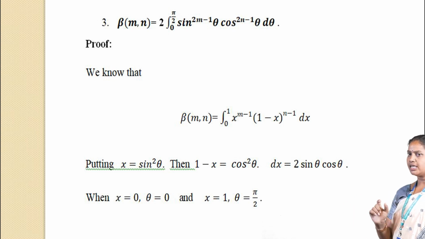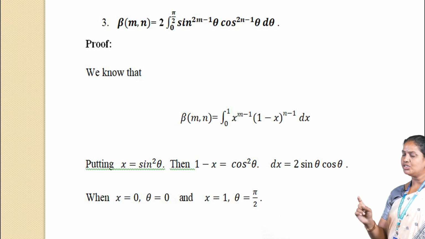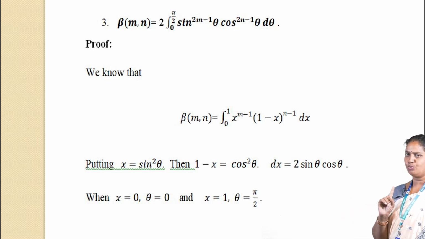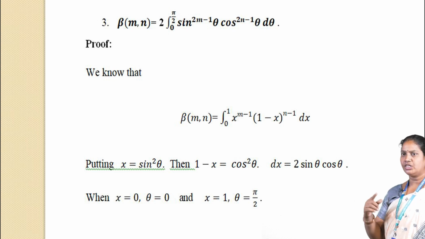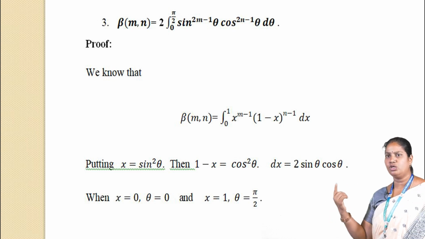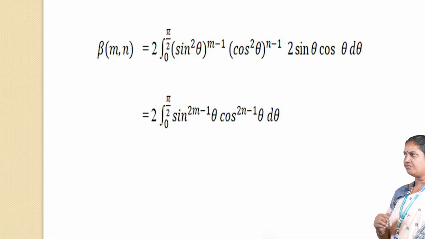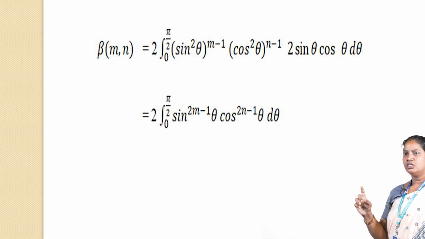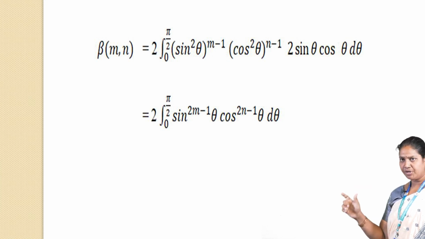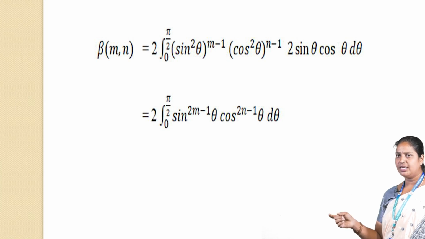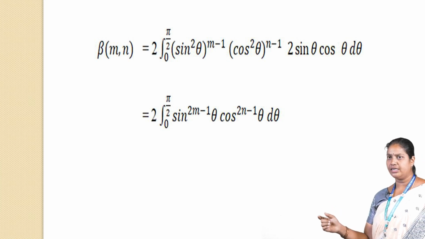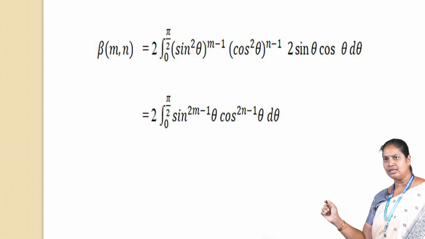When x equal to 1, sin theta is 1. So for what values will it be 1? For angle theta equal to pi by 2 only, it will have the value 1. So when x equal to 0, theta equal to 0. When x equal to 1, theta equal to pi by 2. Now beta of m comma n becomes 2 times, because integral 0 to pi by 2 sin square theta the whole power m minus 1 into, in the place of 1 minus x it will be cos square theta, so the whole power n minus 1 into 2 times sin theta cos theta d theta.